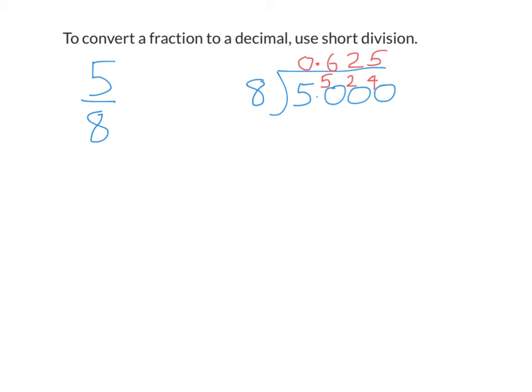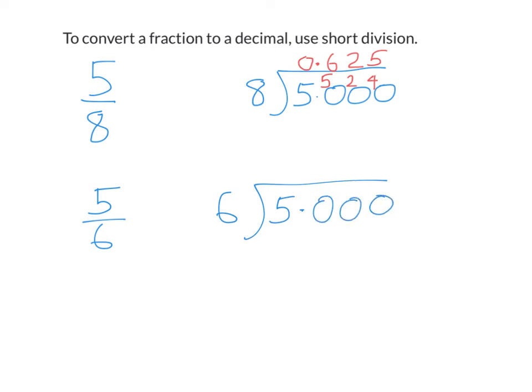So let's look at another example. So instead of doing 5/8, we're going to do 5/6. So that's saying how many times does 6 go into 5? So again, I'll just write a few zeros here. Okay, so same idea. How many times does 6 go into 5? Well, it goes in 0 times, remainder 5. Once again, decimal point above decimal point.